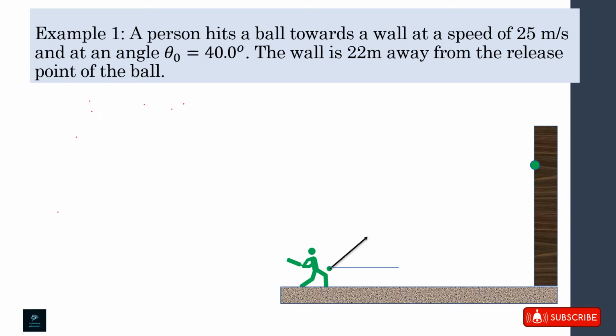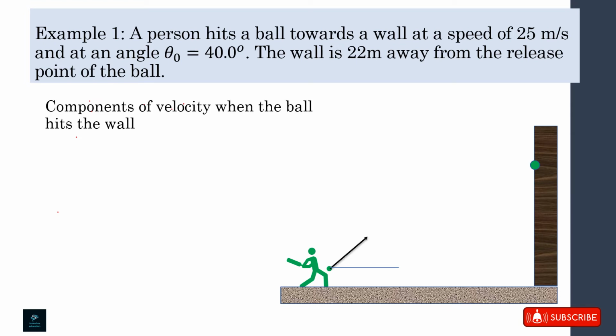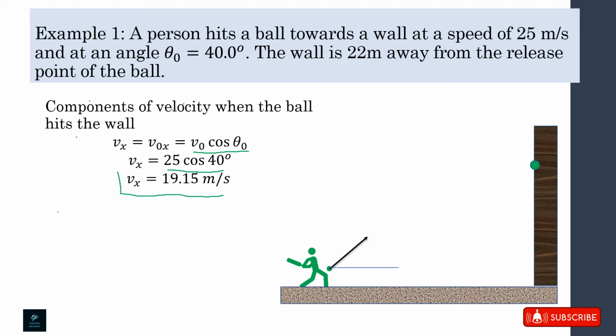Next, we will determine the components of the velocity when the ball hits the wall. We know that acceleration doesn't act in the x direction, therefore the x component of the velocity doesn't change. Therefore, when the ball hits the wall, it has an x component of velocity equal to the initial x component, which is v0 cos theta 0. So vx is equal to 25 cos 40, and if we calculate it, we find that vx is equal to 19.15 meters per second.